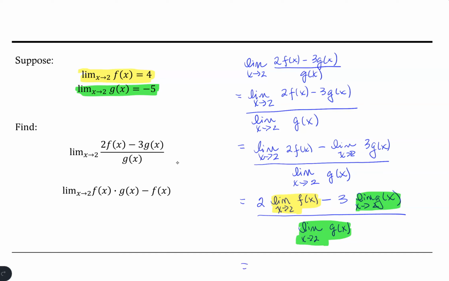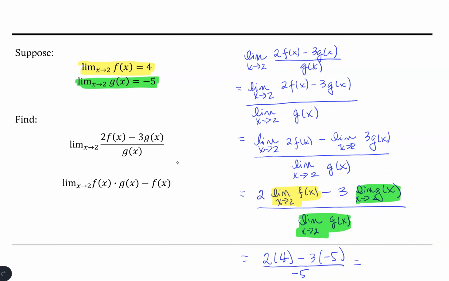And so what we end up with is 2 times 4, substituting the limit for f, minus 3 times negative 5, substituting the limit for g of x, all divided by negative 5. So this ends up giving us 8 plus 15 in the numerator divided by negative 5, which is going to equal negative 23 over 5 as our limit.